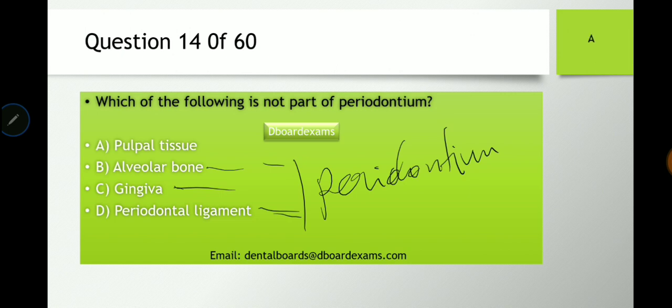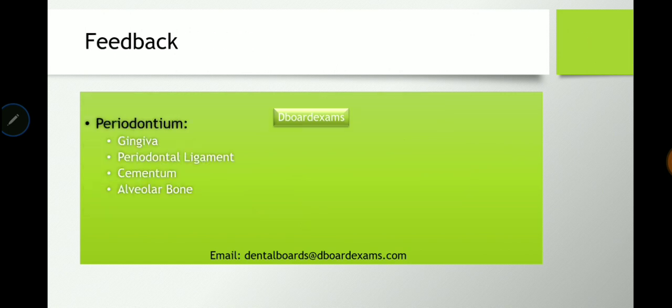So let's look at our feedback real quick here. What makes up periodontium? All right. Quick snapshot. Remember this. Periodontium is made up of gingiva, periodontal ligament, cementum, and the alveolar bone. Okay. Cementum is part of the periodontium. Dentin and the pulp tissue are not part of periodontium. Okay. Keep that in mind.